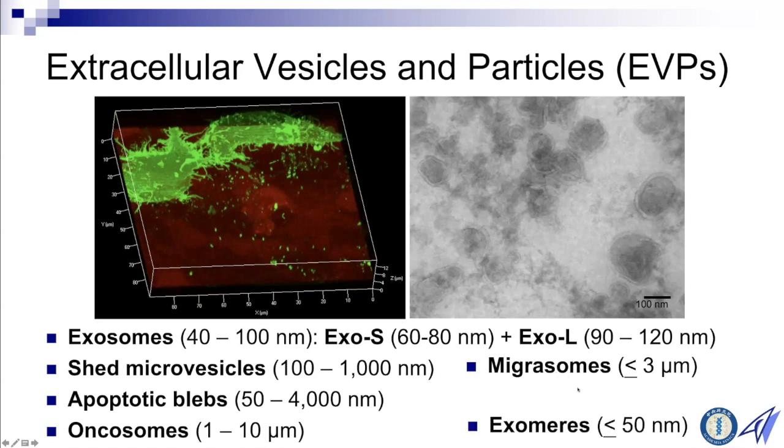And David Lyden's group in their paper also found there are particles, but not lipid vesicles, and they used the term exomere for sizes that are less than 50 nanometers. So these are all the particles and vesicles that we know today. And for the purpose of this talk, we're going to use vesicle casually unless we specify otherwise.